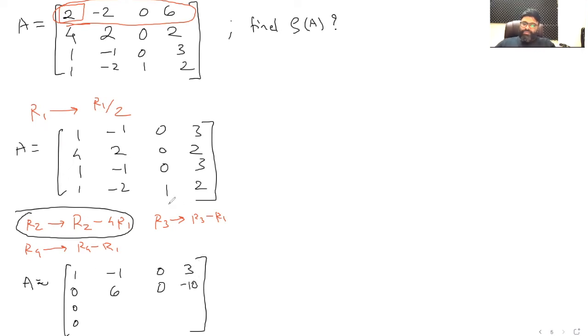Okay. And then we will do R3 becomes R3 minus R1. So you will subtract R1 from R3. So when you do R3 minus R1, 1 minus 1 is 0. Minus 1 is also 0. Do you guys see? 0 minus 0 is also 0. And 3 minus 3 is also 0. And when you do this, R4 becomes R4 minus R1. 1 minus 1 is 0. Minus 2 minus minus 1 is minus 2 plus 1. And minus 2 plus 1 will become minus 1. Right? 1 minus 0 is 1. And 2 minus 3 is minus 1.